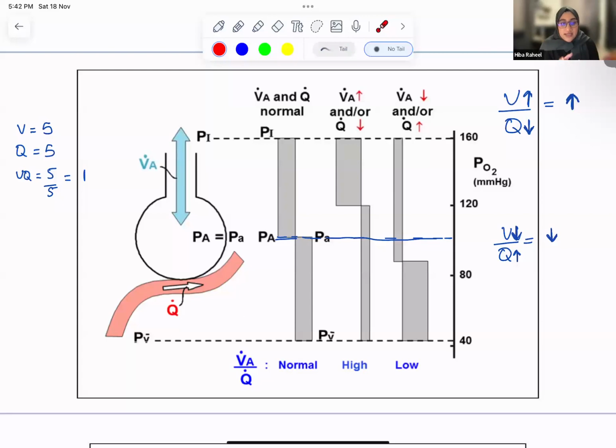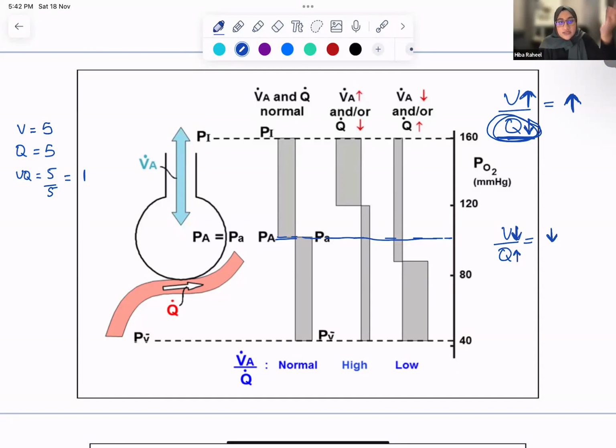But this is only the case if the perfusion remains unchanged. That means the blood flow to the lung is remaining unchanged. You're not slowing it down, you're not increasing it, you are keeping it the same. So this part of the equation, the Q, you're keeping the same. You're just increasing the ventilation, just increasing the oxygen, so the VQ ratio is going to go high, right?